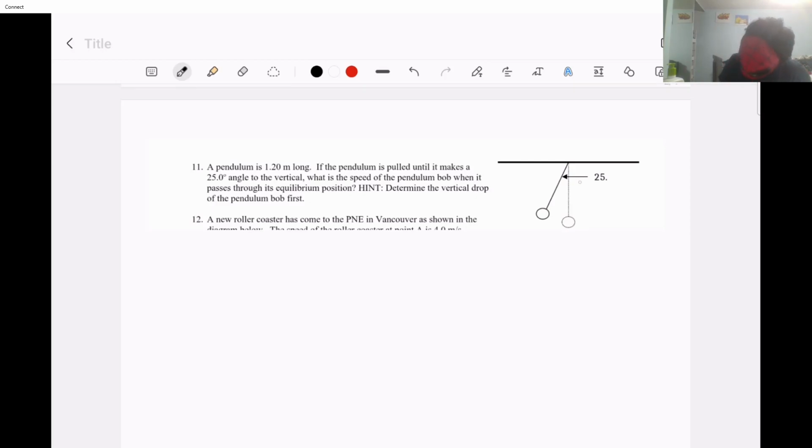So now we have to find this vertical drop. Thanks for the hint. Since it is 25 degrees, the string is 1.20 meters long. Since it's 25 degrees, we can solve for this. This makes a 90-degree angle. This is adjacent to this, so we can use cosine law to find it.